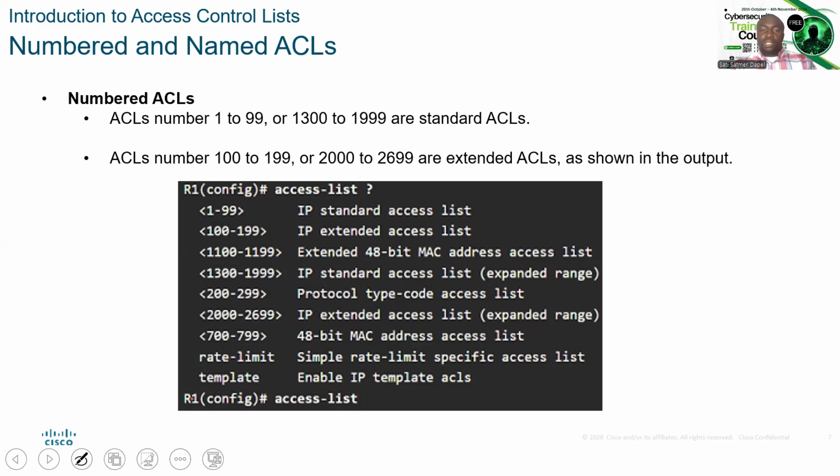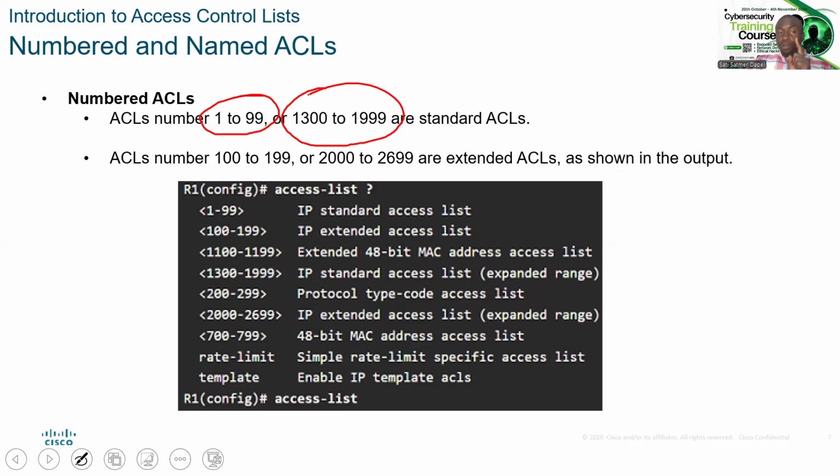So when you are doing a numbered access list, how do you know which one is standard and which one is extended? How you get to know is from the numbering. In your configuration, you use anything from number 1 to 99 in configuring your numbered access list, or you use from 1300 to 1999. That means the system will know you are using a numbered access list.